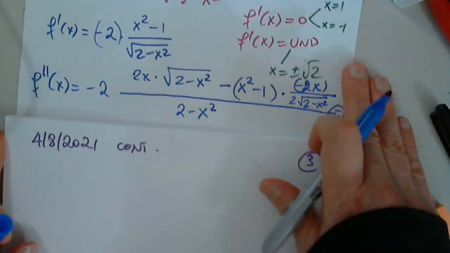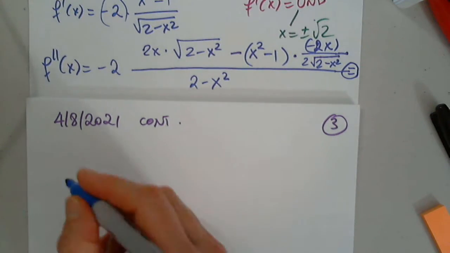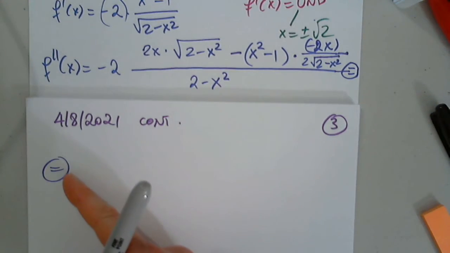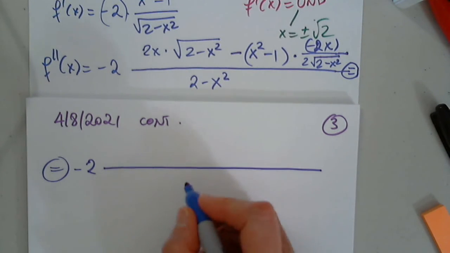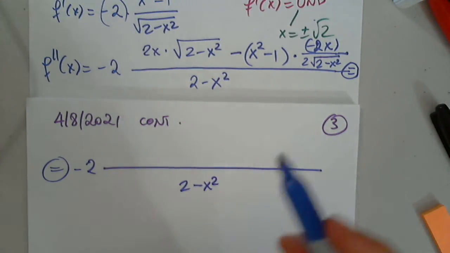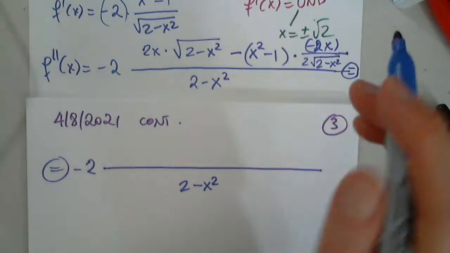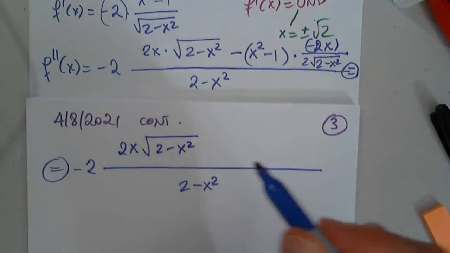Okay, so let's see. Can anyone give us the least common denominator in the numerator? So I circle it, it's continuous here. Negative 2 stays in front. 2 minus x squared will stay. And we need the least common denominator. Can we simplify it? Let me write it one more time. So 2x, the square root of 2 minus x squared.